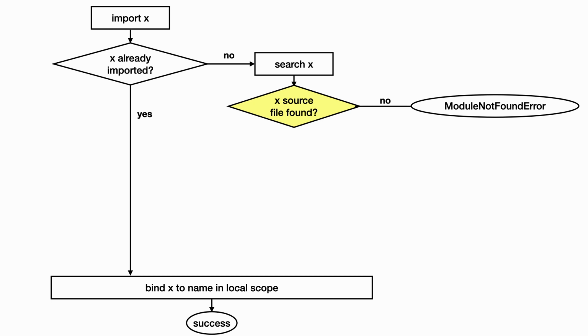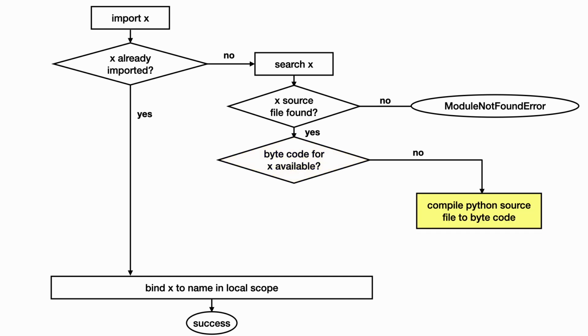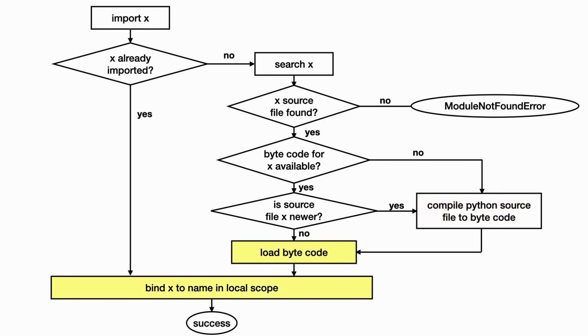So, the source file is found. What happens next? Python checks if bytecode is already generated. If not, the code is compiled and the pyc file is created. If the pyc file was already available, Python checks if the source file is newer. If the source file is newer, it is recompiled and a new pyc file is created. From this point, all paths lead to loading the bytecode into memory and binding it to a name in the local scope.